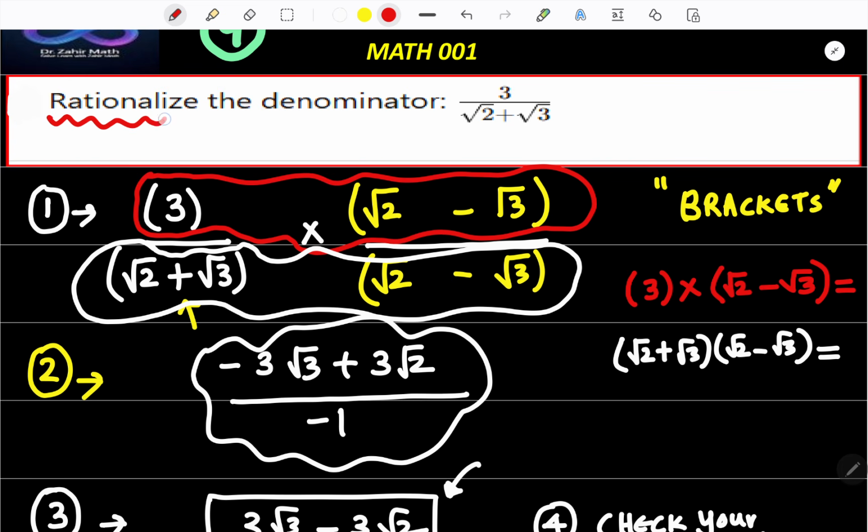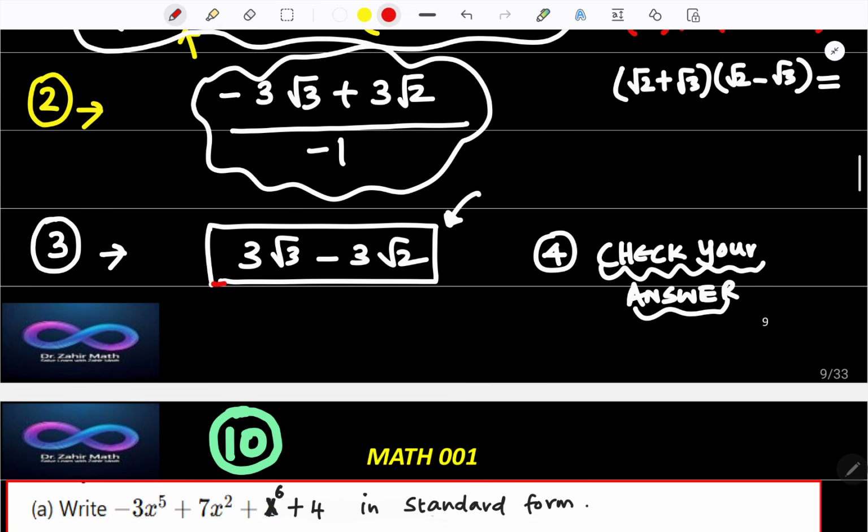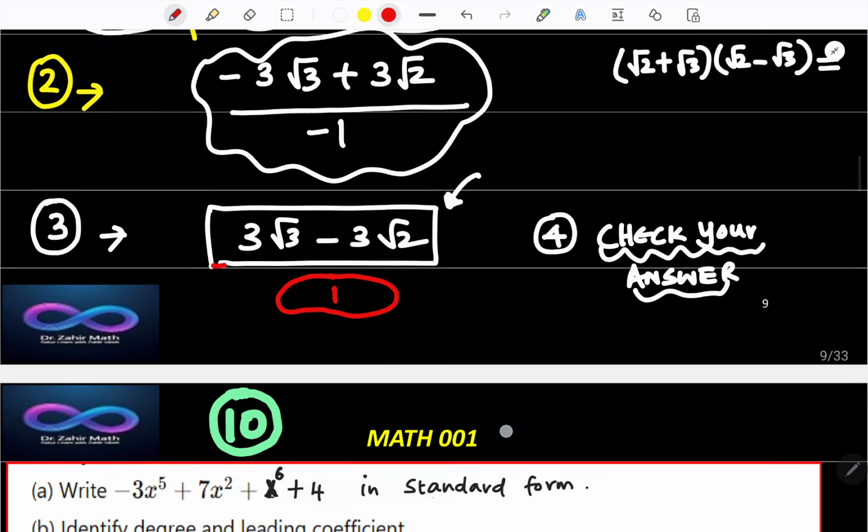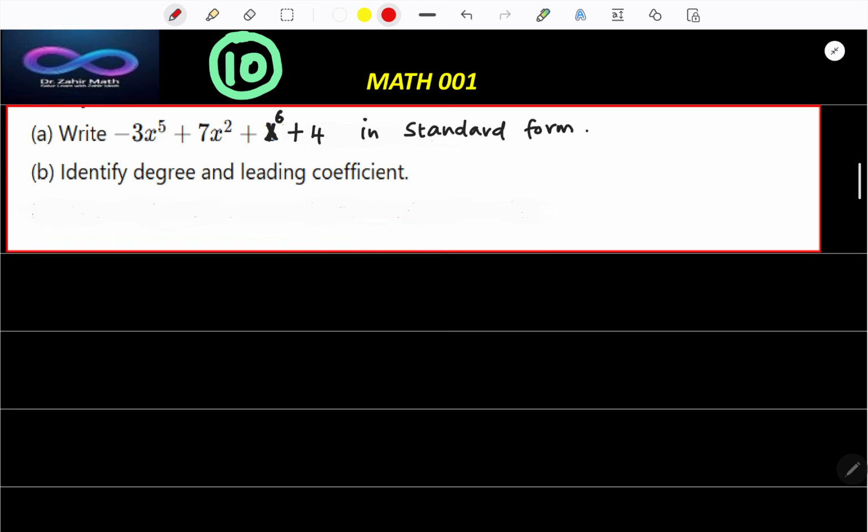Rationalize the denominator. What do you mean by rationalize? It means I don't want an irrational number in the denominator. Look here. Is there a denominator? Is there anything irrational here? No, actually it's 1. So there is no irrational number. Right. The next question, write in standard form.